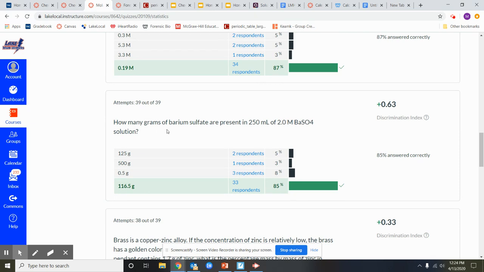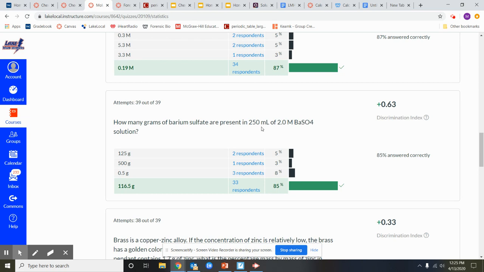So notice that I'm actually solving for grams. So this is going to be a two-step problem. I was given my volume and I was given my molarity, so I actually need to solve for moles first. When you plug in your numbers, 2 M equals X, I don't know what my moles are, divided by 0.25, because in molarity you have to have this in liters. So when you do 2 equals X over 0.25, you solve for X and you get 0.5 moles.